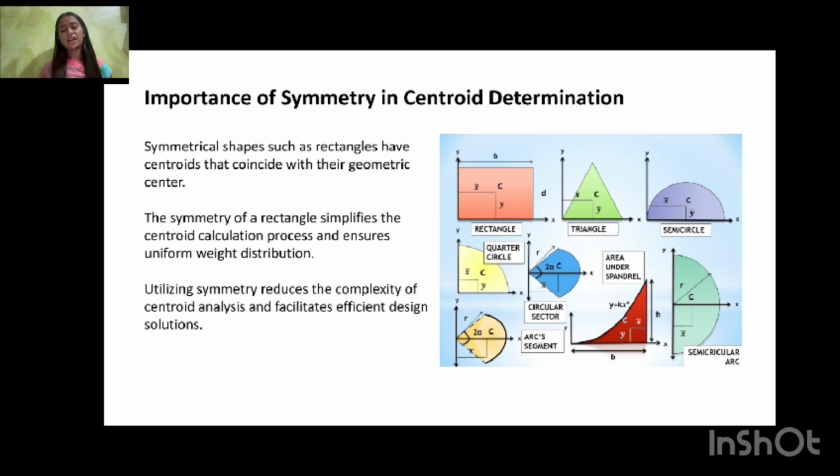Some rectangles, triangles, semicircles, quadrant circles, area under spandrel, circular sectors, arc segments, semicircle arcs, etc.